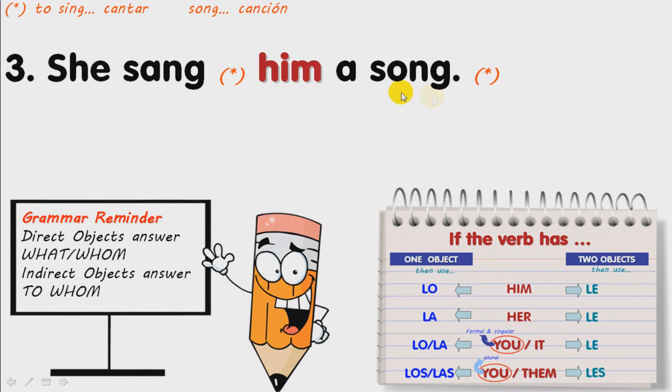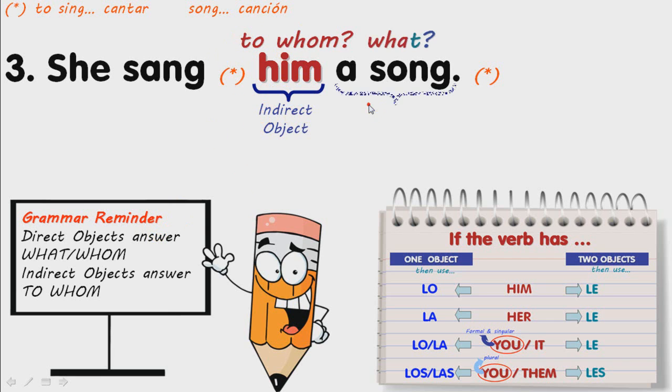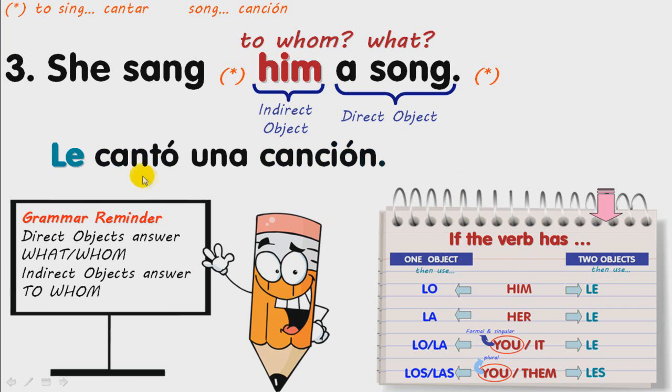She sang him a song. To sing is cantar, song is canción. The first step is always to identify the number of objects. In this case, we have one, to whom. So we have one object here. What? A song answers the question what. So we have two objects. So when we have two objects, we have to use this column. So him will be translated as le. Le cantó una canción.